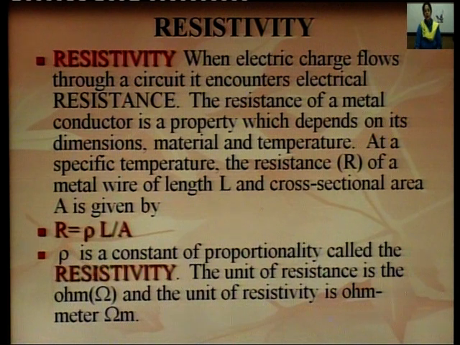So what is rho now? Rho is a constant of proportionality and we call it resistivity, or sometimes we also call it specific resistance. The unit of resistance is ohm. The unit of rho will be ohm into meter. In this expression rho will be R A upon L, and if we put in the units of R, L and A, then the units of rho come out to be ohm into meter. So resistivity, its unit is ohm into meter.